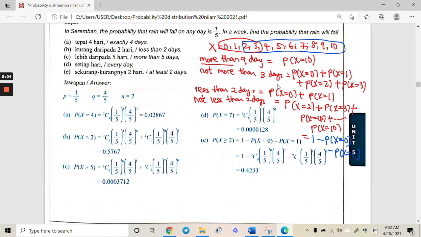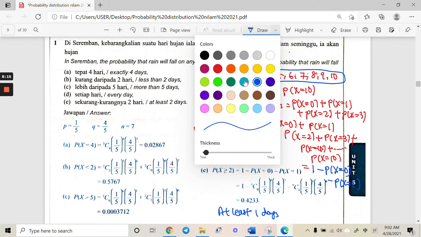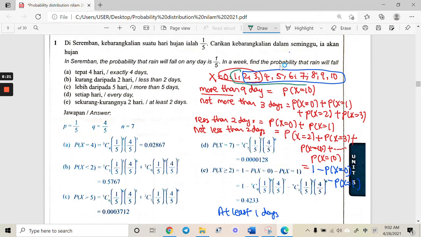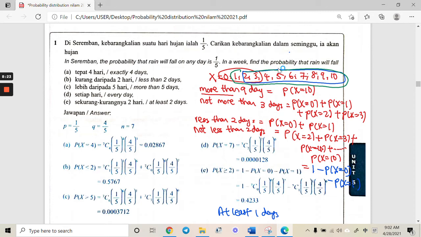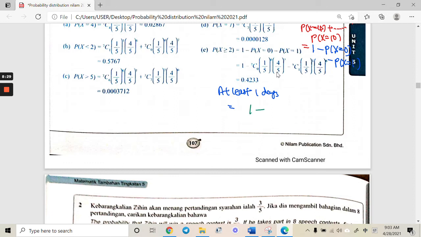So if the question say at least 1 day, how you do? At least 1 day meaning that what you need to have? At least 1. At least 1 meaning that you need 1 plus 2 plus 3 until 10, right? So for these cases also the same. At least 1 have so many. So you just use 1 minus P(x equals 0) enough. So this is the notes for you.